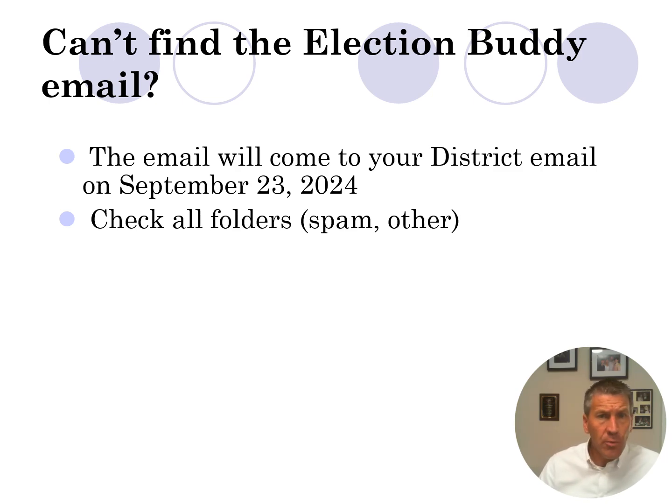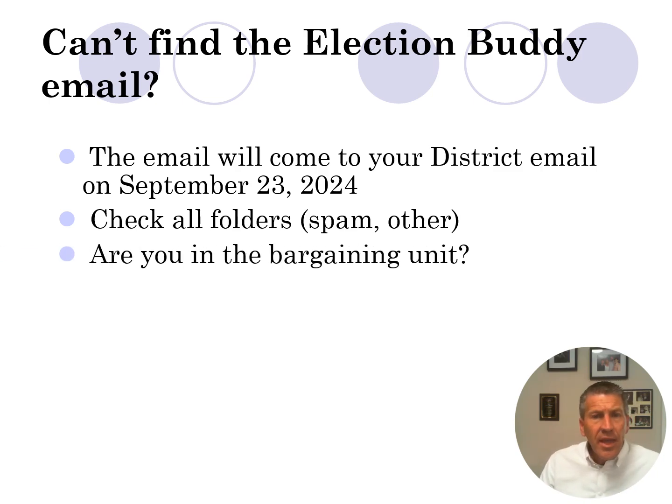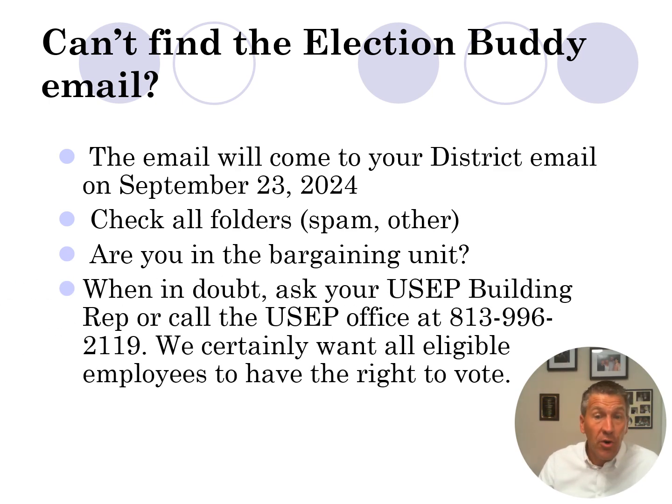It should go into your regular inbox, but if for whatever reason on September 23rd you don't see that email, then check any other folders that you might have, like spam folders. If you still don't see the email, maybe you need to determine whether or not you're actually part of the bargaining unit. So are you an SRP or instructional employee? If not, if you're neither one of those, then you're not going to get the email. For example, if you're a plant manager, then you are not in either the SRP or the instructional bargaining unit, so you wouldn't get the email because you're not somebody who's eligible to vote.